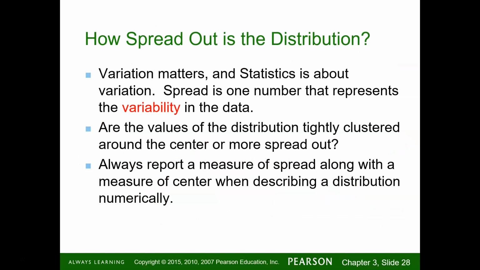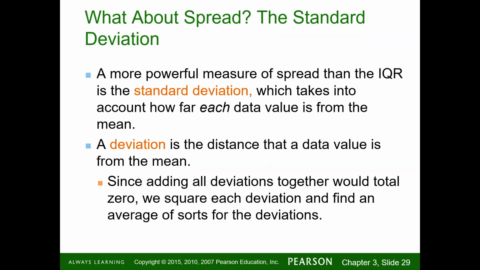Next thing they look at is how spread out the distribution is. This is variation, and statistics represents the variability in the data. Are the values of the distribution all tightly clumped together, or are they more spread out? This is important when you're looking at a graph, how spread out it is. And you always use a measure of spread to describe a distribution.